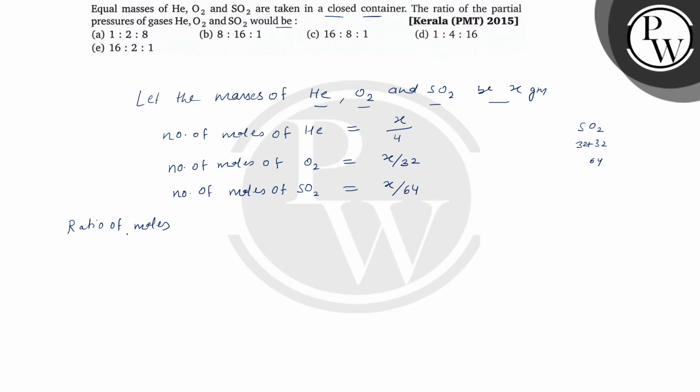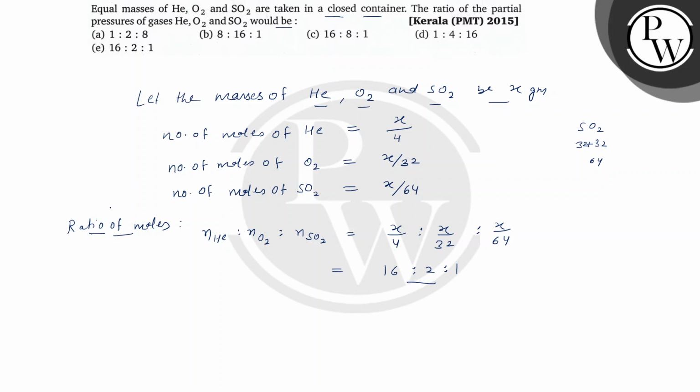Now ratio of moles. इसका जो रेशियो निकालेंगे दिस इज moles of helium, ratio moles of oxygen, ratio moles of SO2. This is x upon 4, ratio x upon 32, ratio x upon 64. Now this is equals to 16:2:1. This is the ratio of moles.